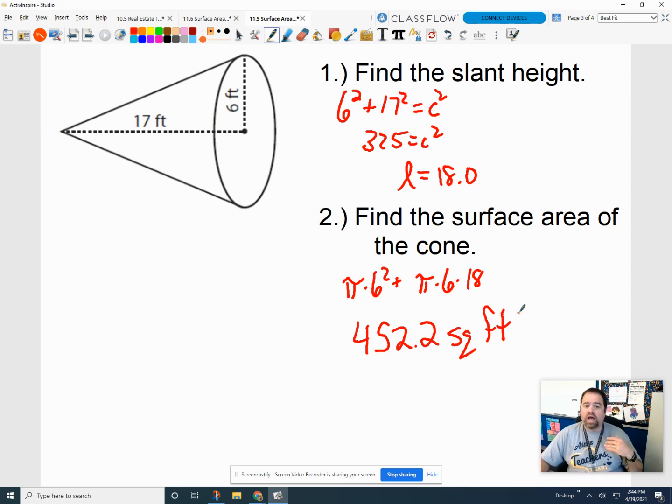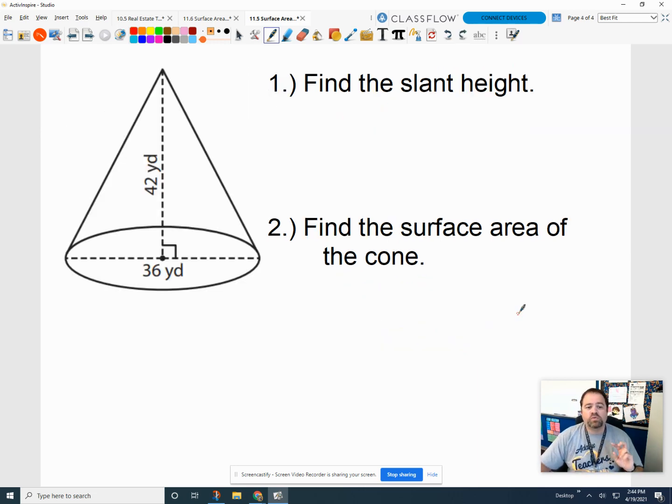I'm not going to do 1,000 examples of this. It's a right triangle. Find the slant height, then go back and do the surface area for the whole cone. The only reason I'm doing this one is because you've got the diameter instead of the radius. So you're going to have to cut that in half. 36 is 18 and 18. So I've got a leg of 18 and another leg of 42.